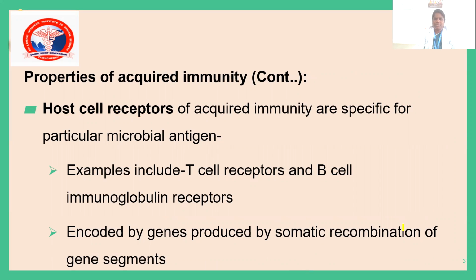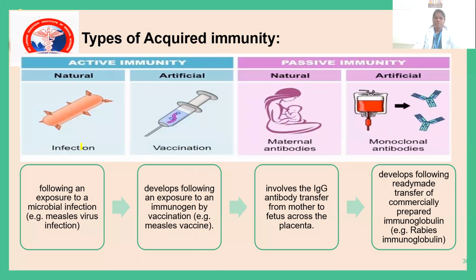And host and receptors. Already I mentioned T cell has a receptor. The antigen will bind to this kind of receptor, and the reaction takes place. So this picture already I have mentioned. Active immunity follows exposure to microbial infections. Artificial means develop due to exposure to the immunogen by the vaccines. Passive natural means involves the transfer of the antibody, and that is transfer from mother to fetus. Usually IgG crosses the placenta, and the babies get the immunity.